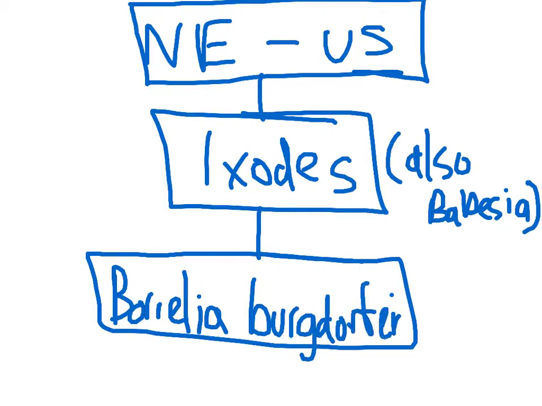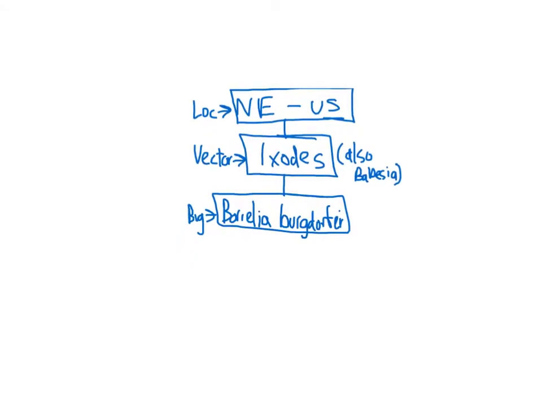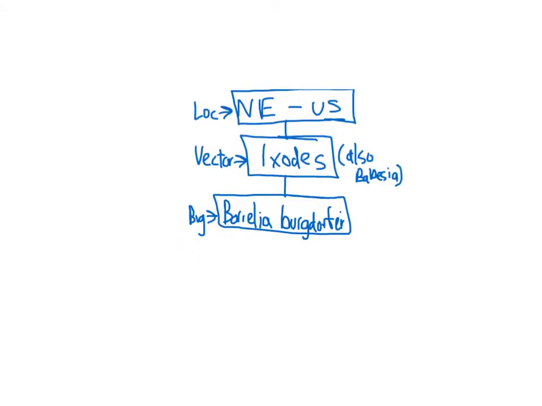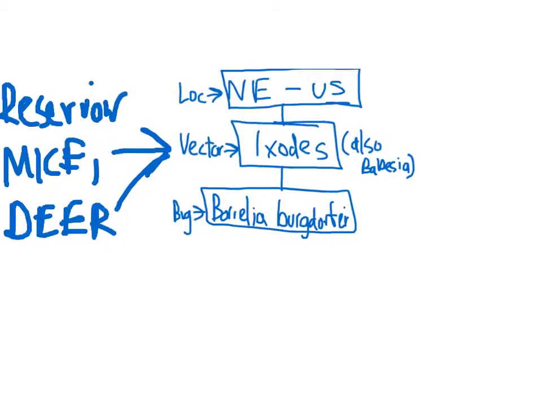Okay, so let's just review really quickly. This is the location here, northeastern U.S. It's found on Ixodes. This is the vector, and the bug that causes it is Borrelia burgdorferi. Let me zoom out for a second. So the vector is Ixodes, but there's also a reservoir, which actually the tick isn't the reservoir. The reservoir is actually mice and deer, and then the Ixodes is the vector, which takes it from the mice and deer and gives it to humans. So this is just something to keep in mind. Okay, let's zoom back in.